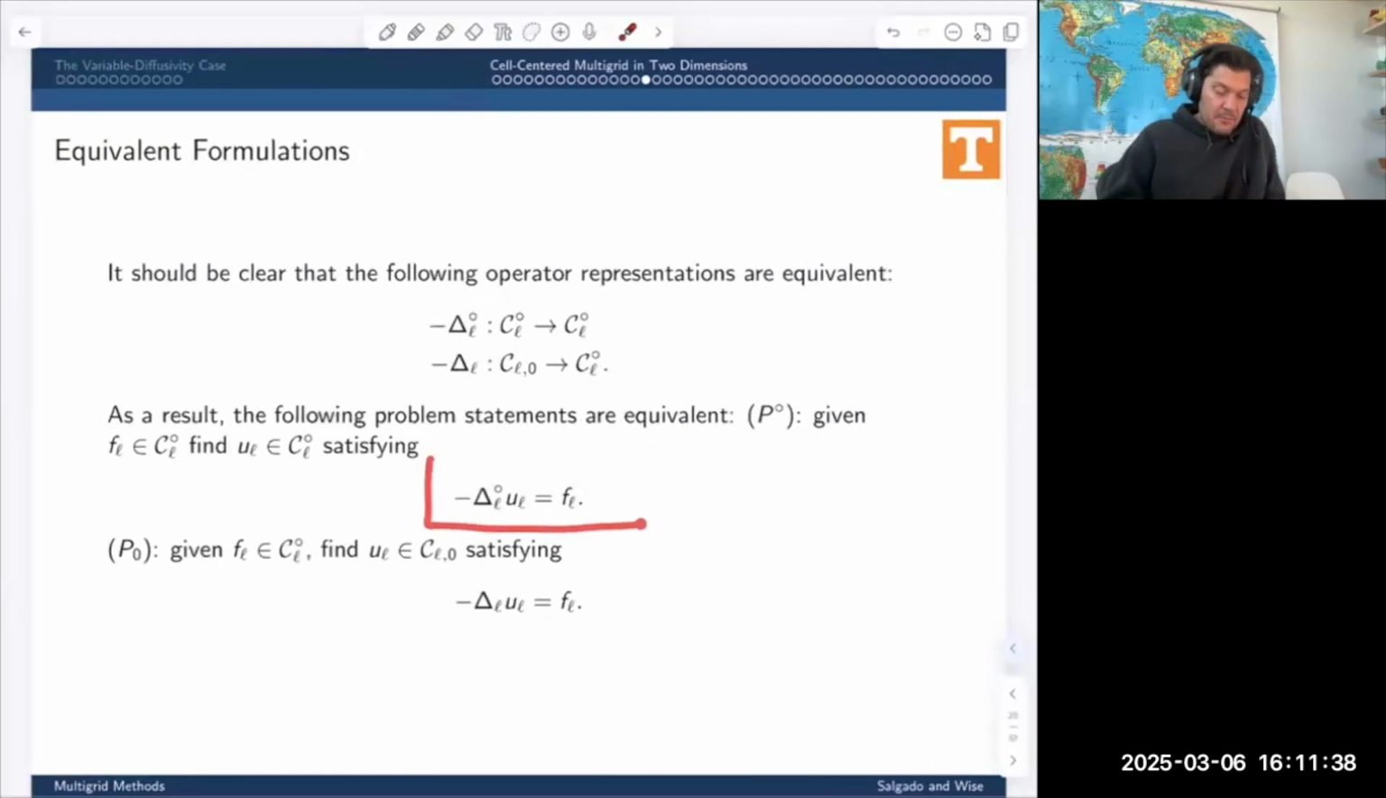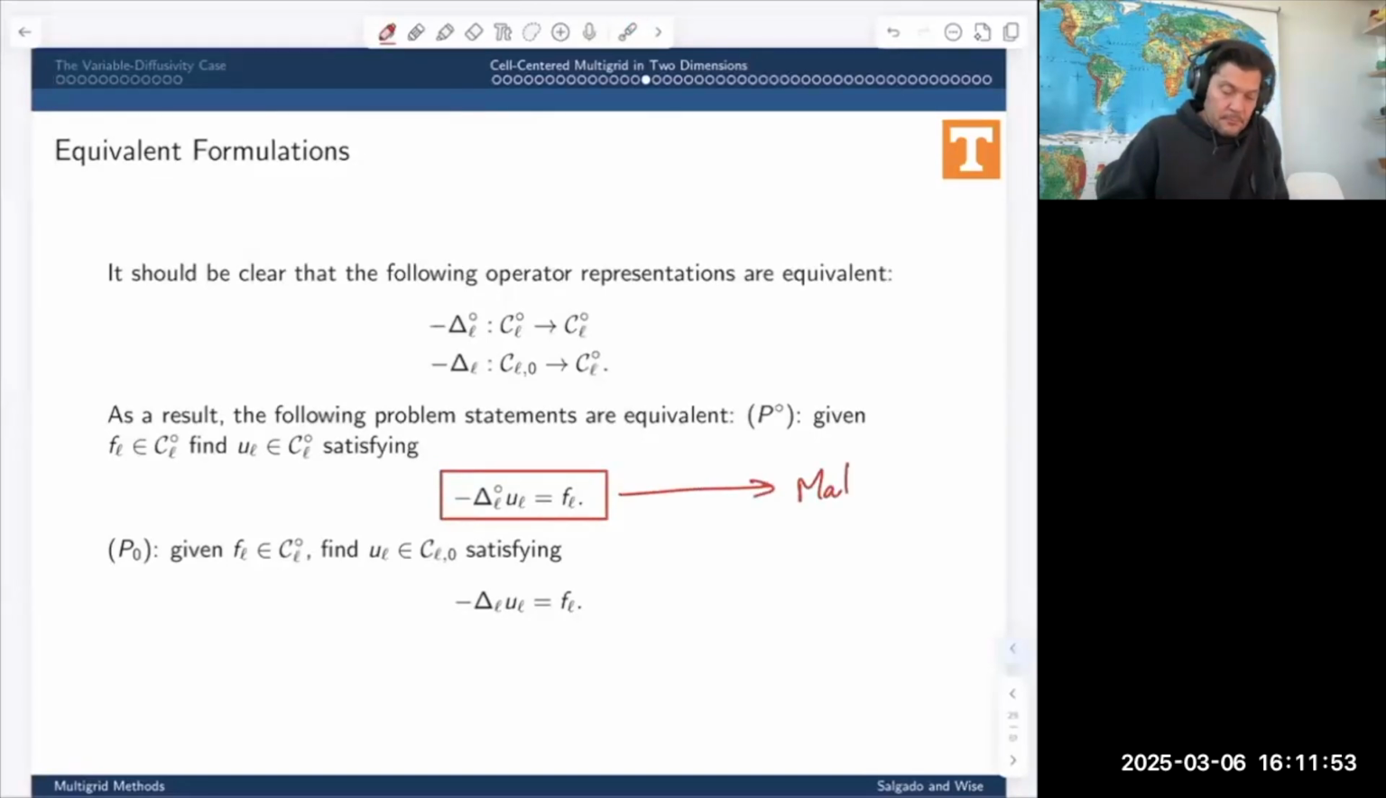Now, the next thing that I want to say is that once we have this formulation, this one right here, we can turn that into a matrix problem. This is the one that most readily transforms into a matrix vector problem.